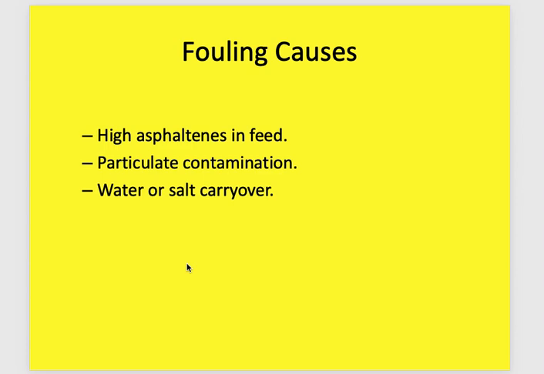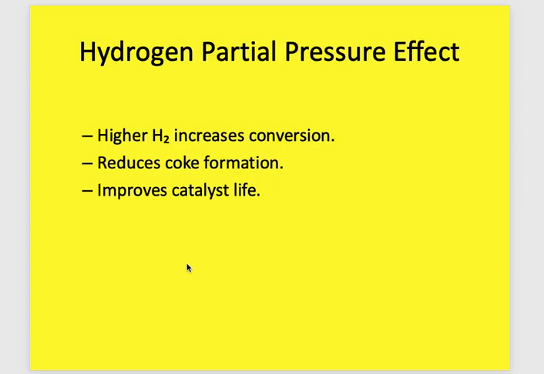The fouling causes can be high asphaltene in the feed, particulate contamination, water or salty carryover. Also, hydrogen partial pressure affects the atmosphere for the reactor. High hydrogen increases the conversion, reduces the coke formation, and improves the catalyst life. If you are working with a little bit higher hydrogen to hydrocarbon ratio, this supports the reaction and keeps the longevity of your catalyst activity.